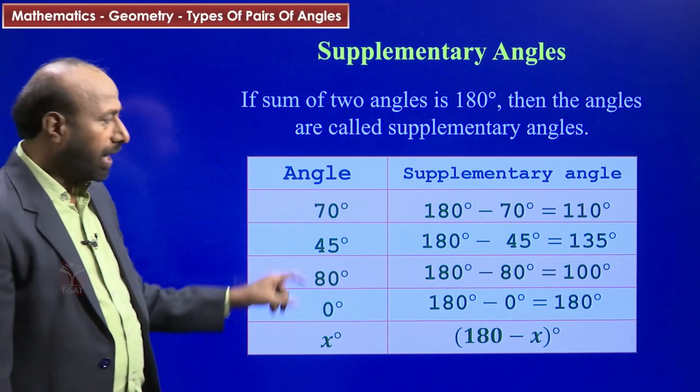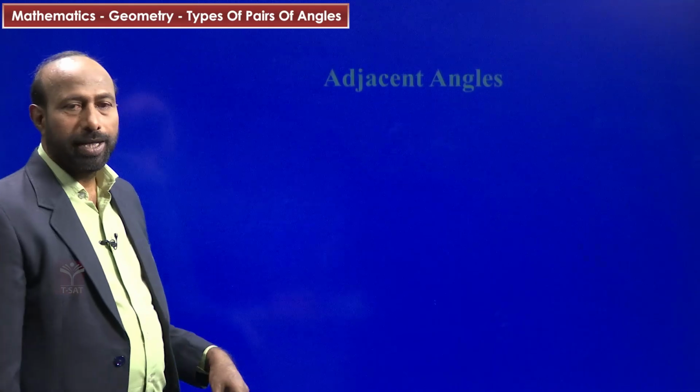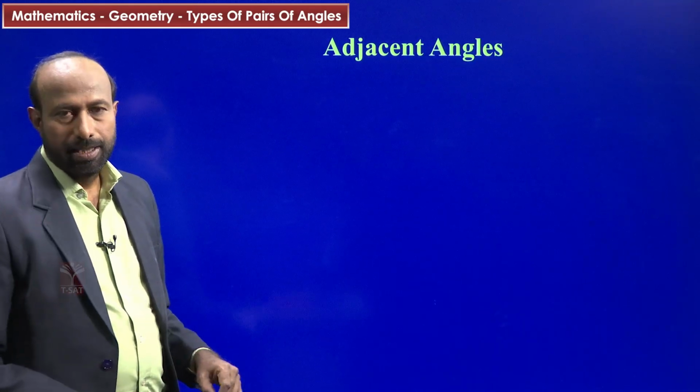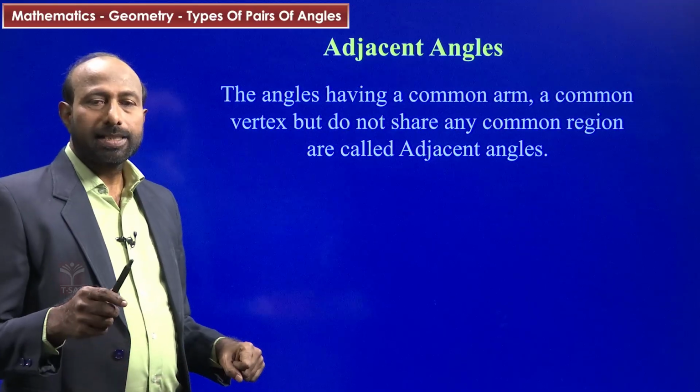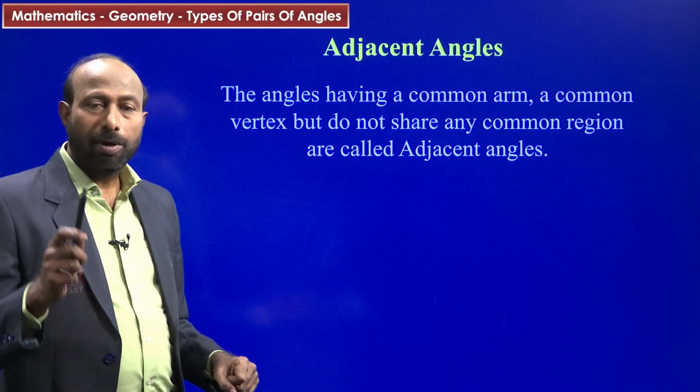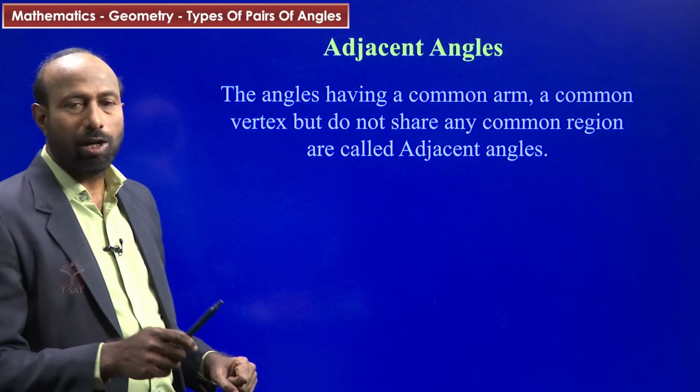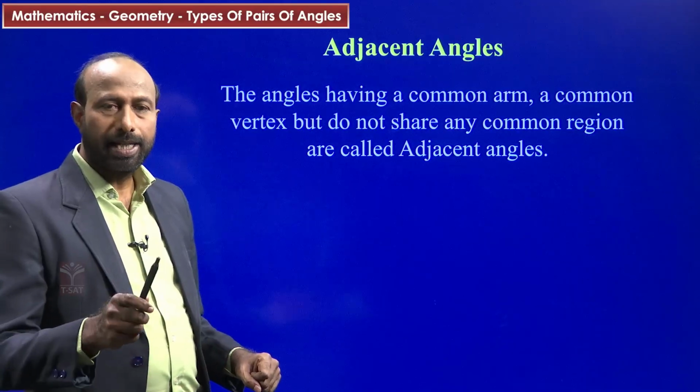Okay. Another type of pair of angles we have is adjacent angles. Let us see what adjacent angles are. The angles having a common arm and a common vertex, but do not share any common region, are called adjacent angles.